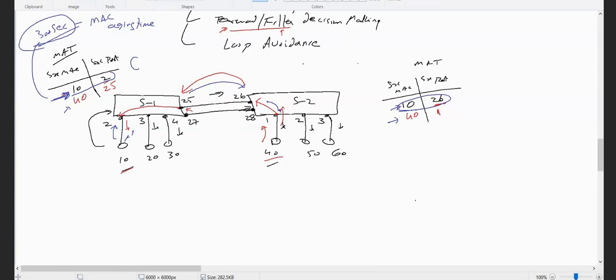So for that reason, I've connected another link. Now let us see what is going to happen. Let us see 20 trying to communicate to 50. The frame comes to switch 1. It will learn the source MAC address and the corresponding port number. It looks for the destination 50. It is not there in my MAC address table. So I will send it to all the ports except the port through which I received it, on this and on this port.